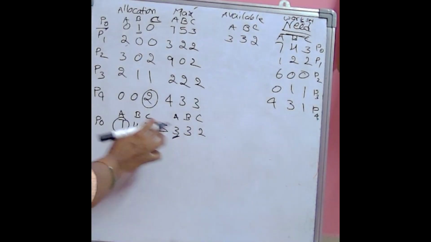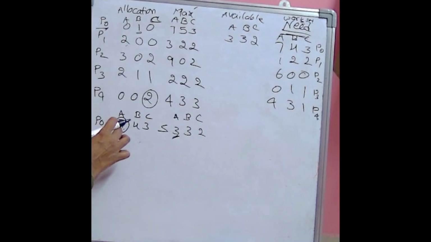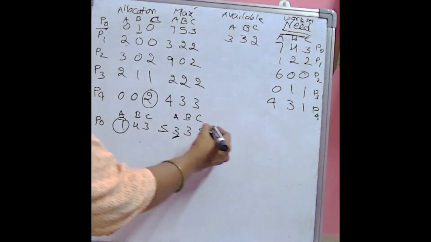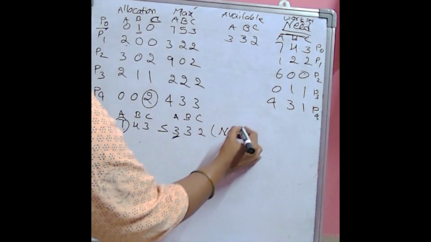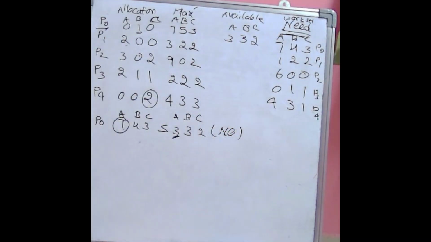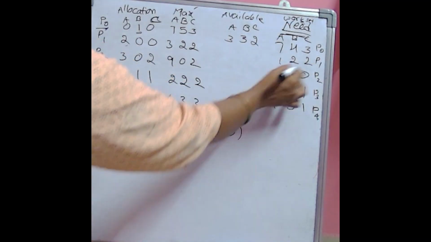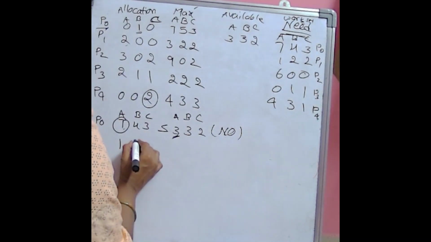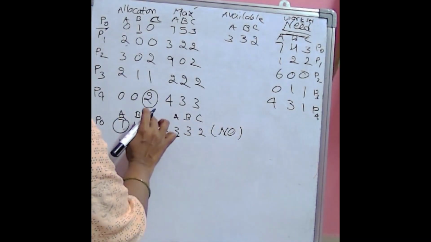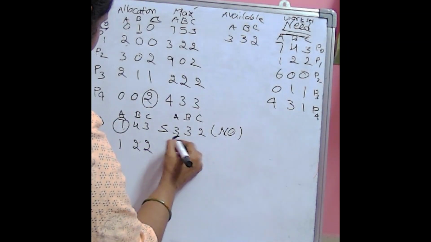Because if you allocate 3 to P0, it still requires the remaining 4, and it will wait for those remaining 4 resources. It will change its state from running to wait state. That's why it won't allocate to P0. Then it will check whether P1 will complete its execution or not. What is the need of P1? It requires 1 of A type, 2 of B type, and 2 of C type. We have 3, 3, 2.